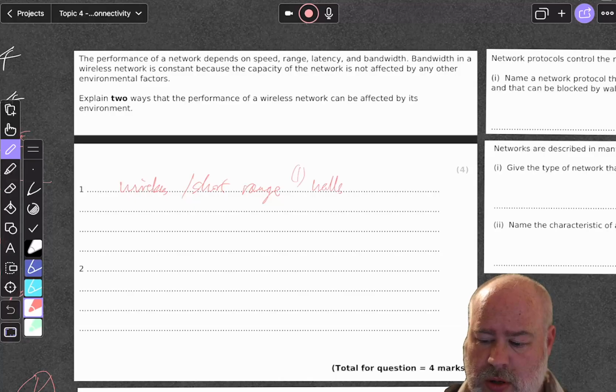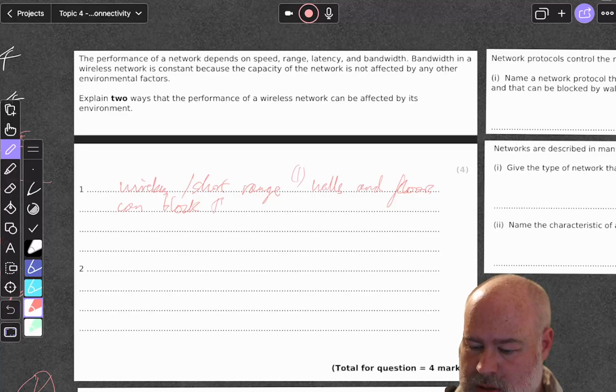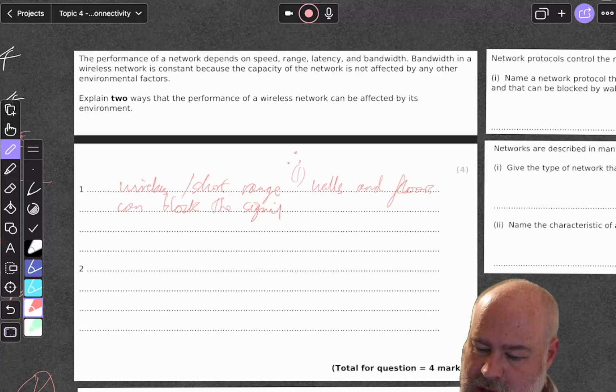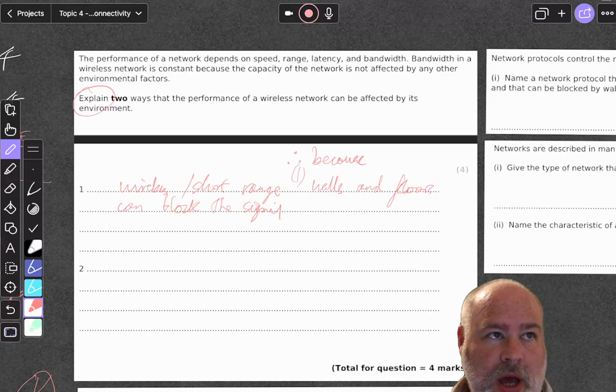Walls and ceilings, or floors, let's say floors, can block the signal. So, therefore, or because, when you have an explain question, it's best to link them with because. So wireless networks have a short range because walls and floors can block the signal. That could be one answer there.